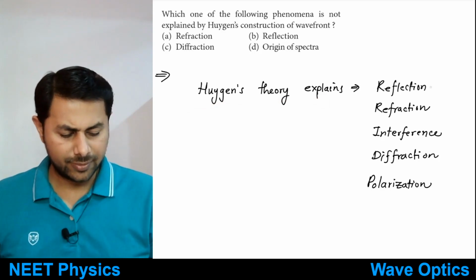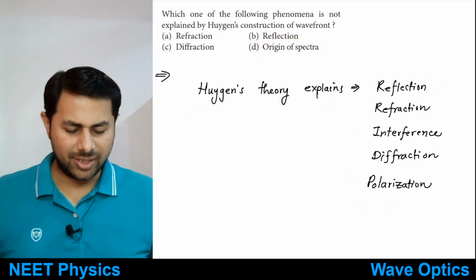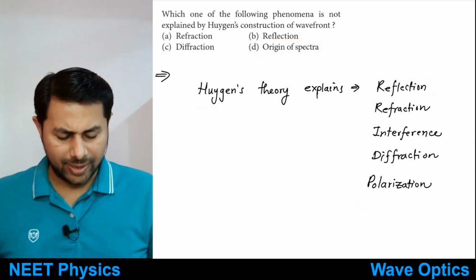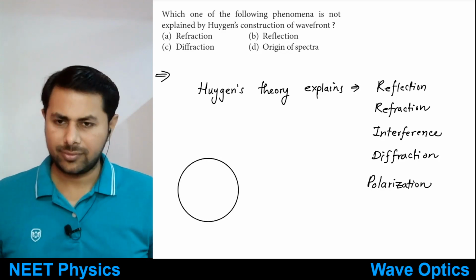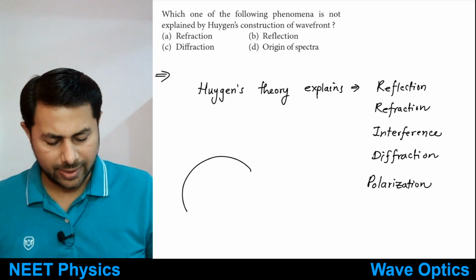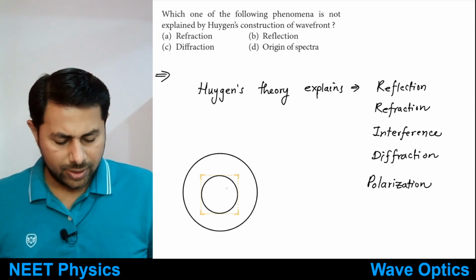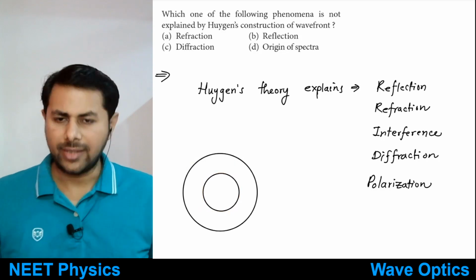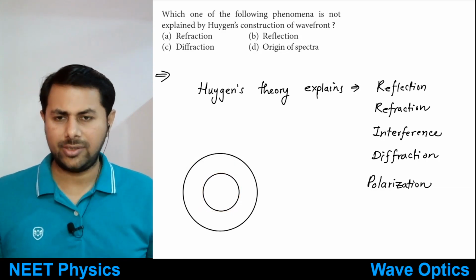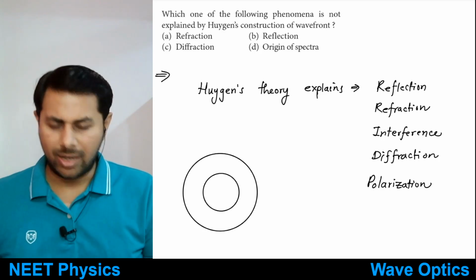Okay, but it can't explain origin of spectra. So there is another theory for that. So what is the spectra? So you might have seen in chemistry or physics that what happens if some substance or any gas is heated, it emits certain kind of light. So that is called spectra, emission spectra. Okay. So how is that light emitted?